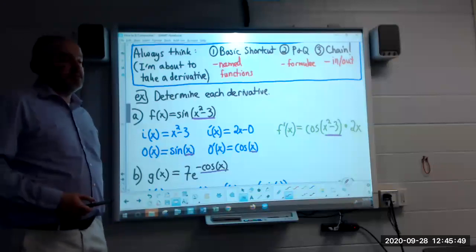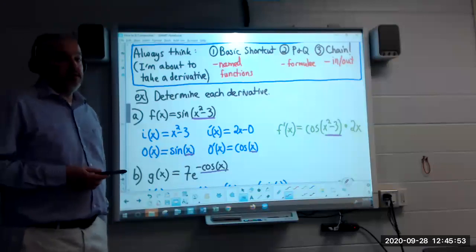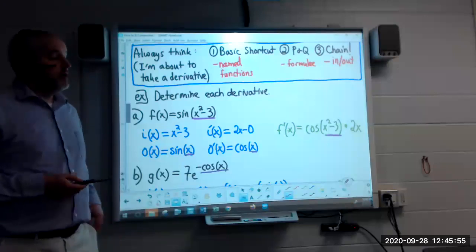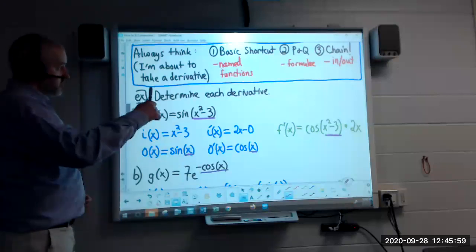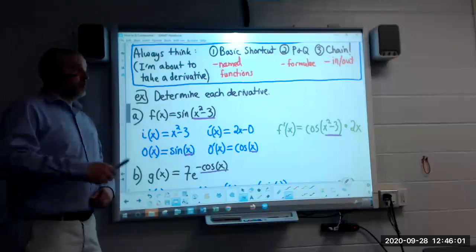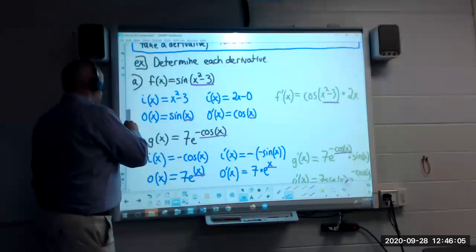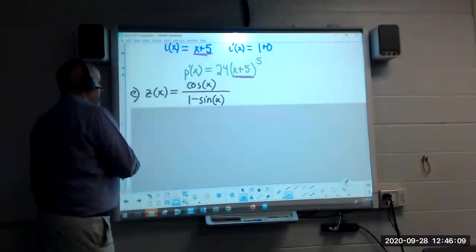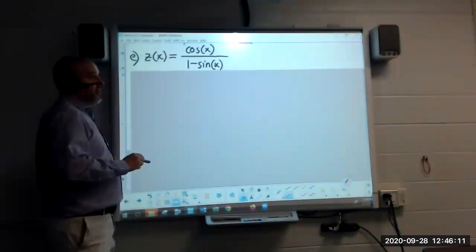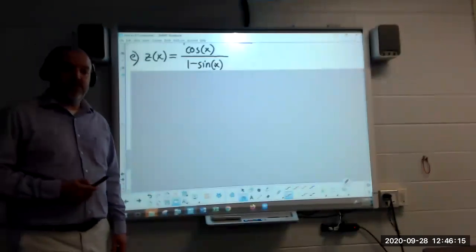All I'm saying is that when it comes to habits of mind, they only matter when they matter. And when you're taking the derivative, these are the 3 things you want to be thinking about right now. You want to be thinking about basic shortcuts, the product rule, the quotient rule, and the chain rule. Those are the things you want to think about. And that's because you don't have a hint a lot of times. Now you may find as you do practice that your experience leads you to like having a hint. It gives you an idea of what to do.